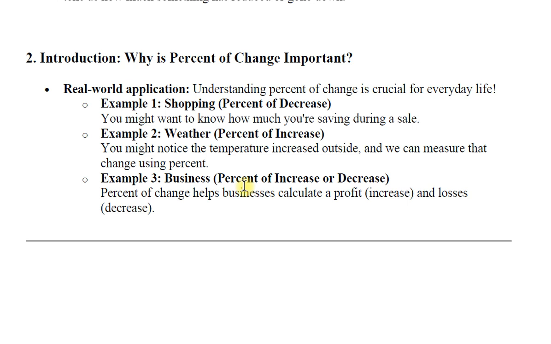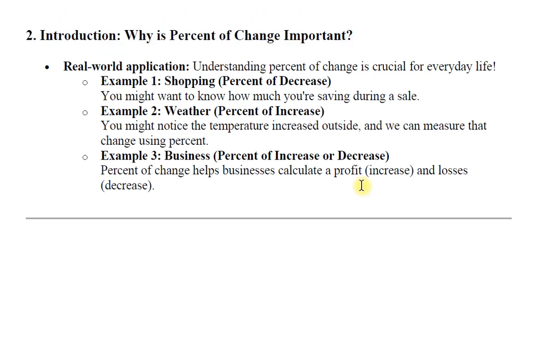But the third example that we have here is just talking about business. A business exists because they want to make a profit. So we want to see, well, how much did they increase? And if they're losing money, then it's called a percent of decrease. So these are some of the examples. We're going to learn how to solve these in these upcoming videos.